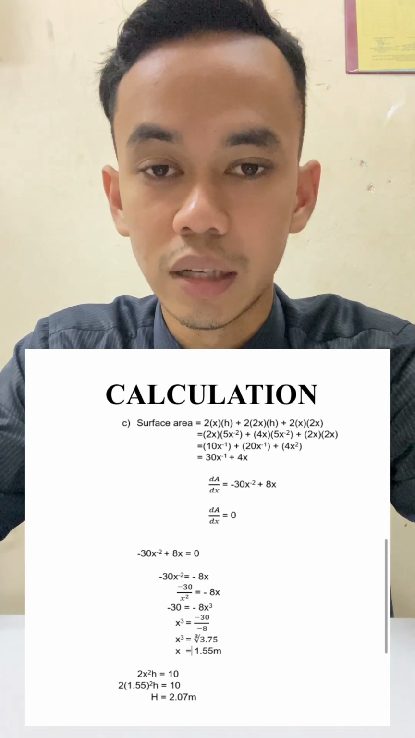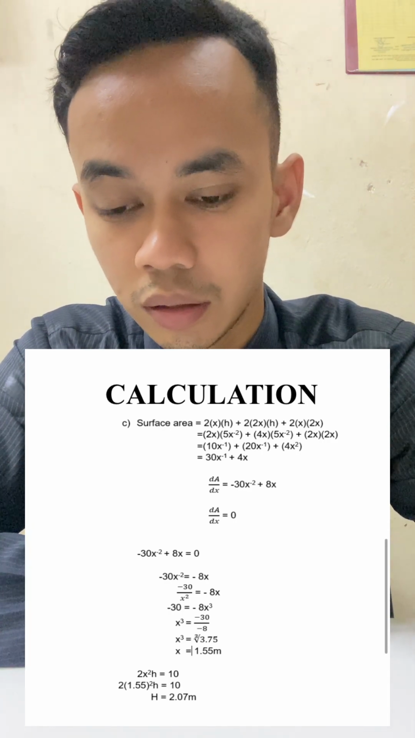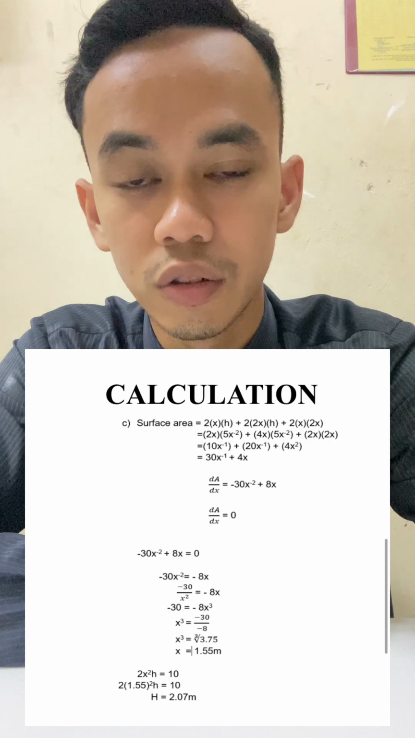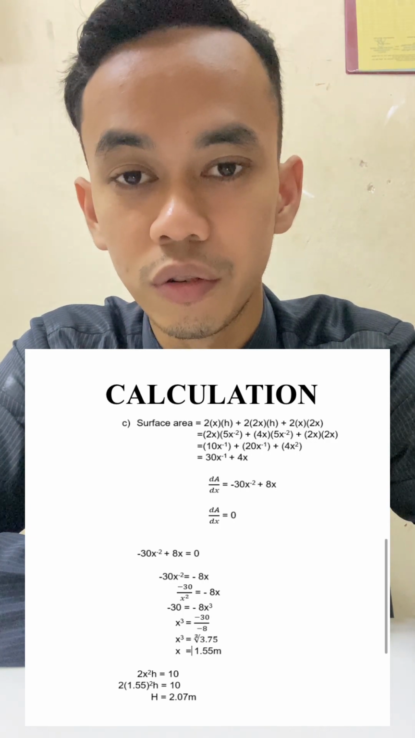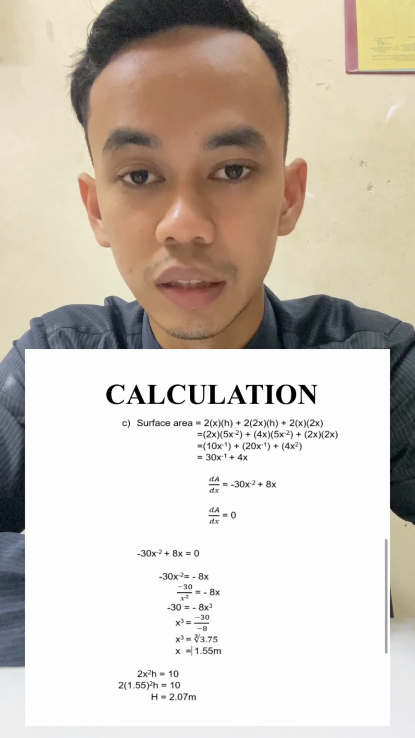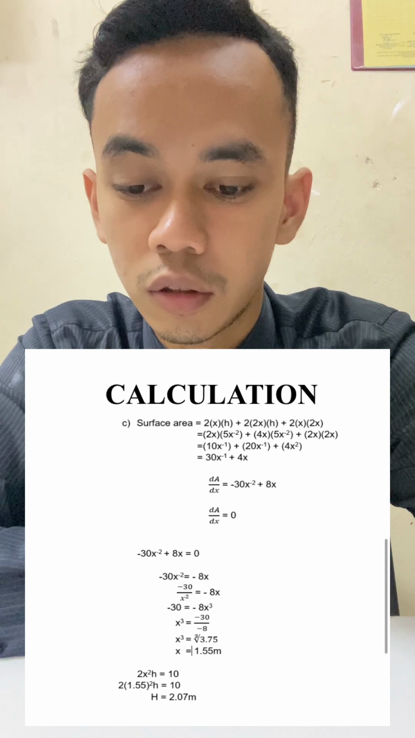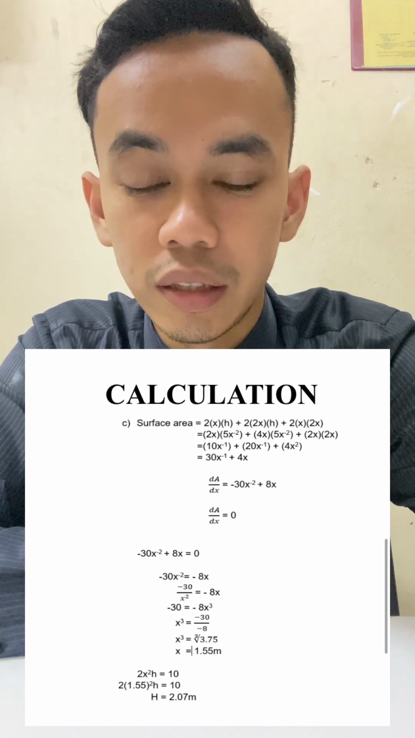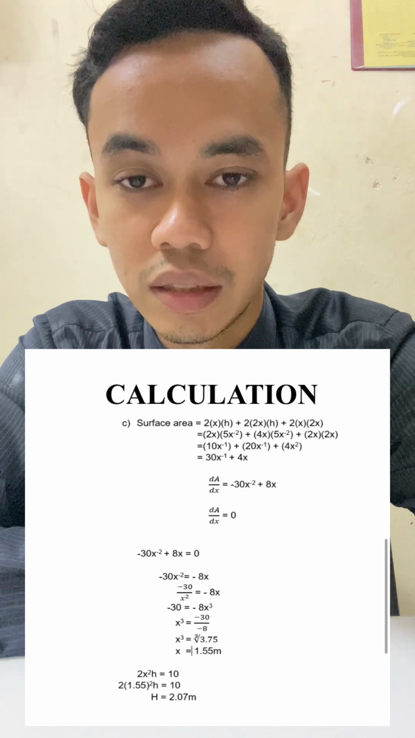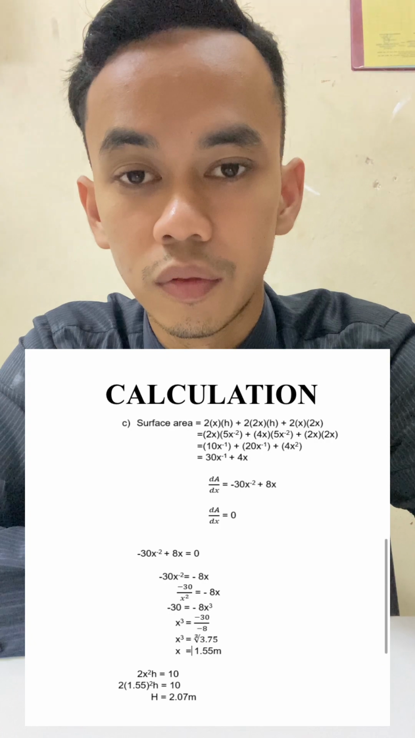And then I simplify the calculation to find the value of x. The final answer for x is 1.55 meter. Then I substitute the value of x into the formula 2x squared h equal to 10, and then I find the value of h. The final answer is 2.07 meter for h.